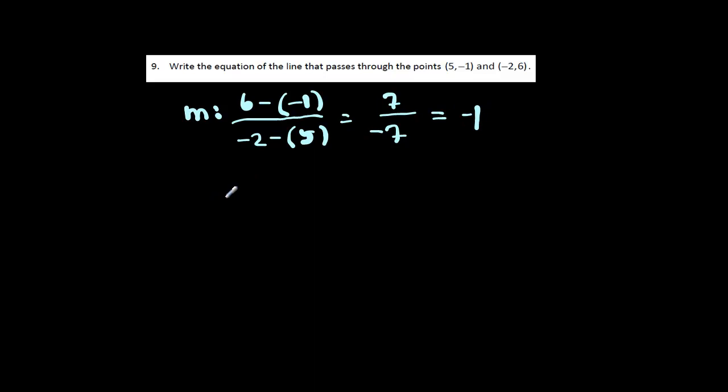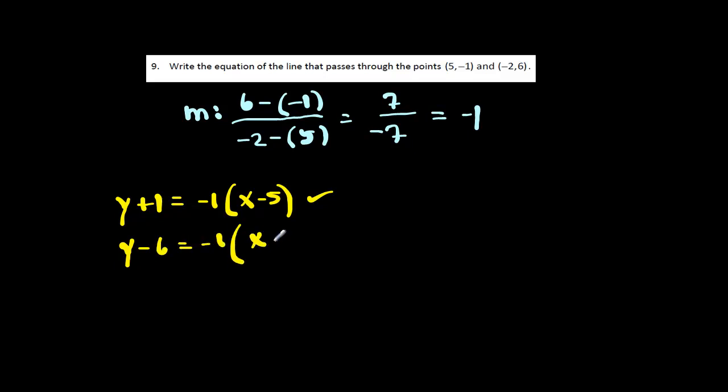I can have 2 answers here, depending on the point that I choose to put in point slope. So y minus negative 1 is y plus 1 equals the slope times x minus 5. That's acceptable. Or, if I use the second point, y minus 6 equals negative 1 times x minus negative 2, which is x plus 2.